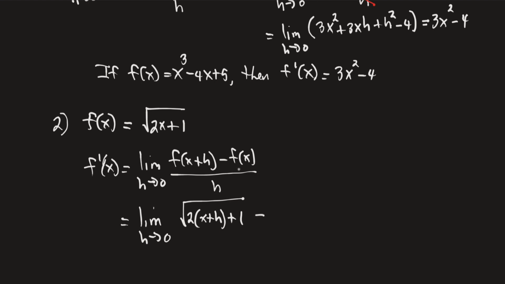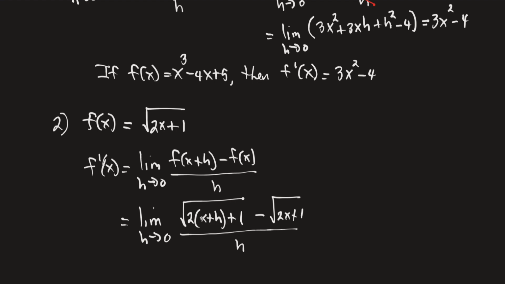And then I have to subtract the original function, square root of 2x plus 1, and then this is all over h. So it doesn't look quite as overwhelming as the previous one when we had this big expansion, or relatively big. I mean, let's be honest, it wasn't that big, but it was certainly bigger than the expansions that we've done in previous problems.